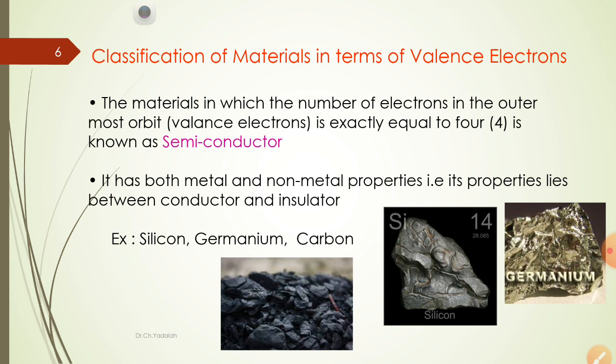And these semiconductors have exactly 4 valence electrons in the outermost orbit. Examples are germanium and silicon. So these are the things. Now you can see the ICs, the motherboard. If you observe any electronic gadget, you can see the ICs. These ICs are all made of these semiconductor devices. Now I think you have some idea.